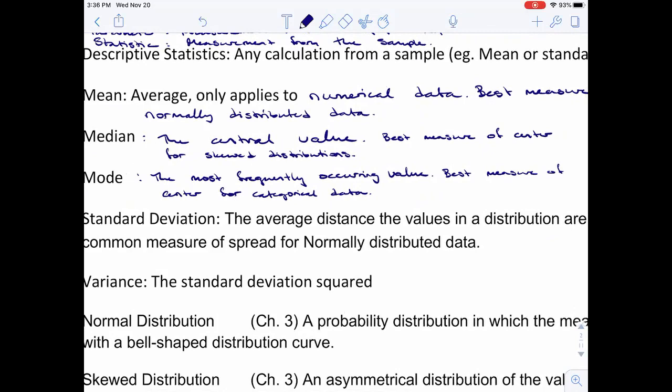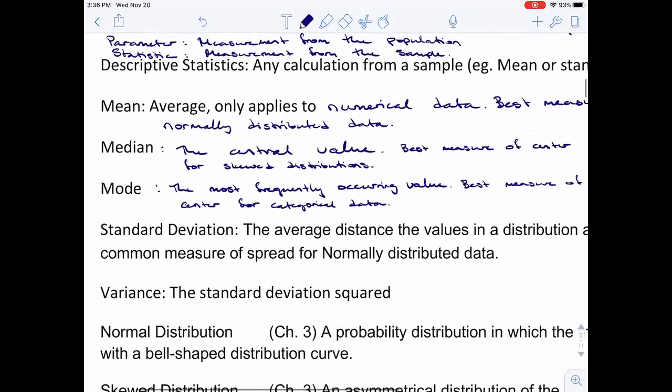These kind of work in cascading ways. So if you have a normal distribution, then you can use the mean, the median, and the mode. They'll all be the same, right? Whereas if you have a skewed distribution, then you can use the median and the mode because they'll be the same. And if you have categorical data, you can only use the mode, right? And so they just kind of shrink down as you move through them.